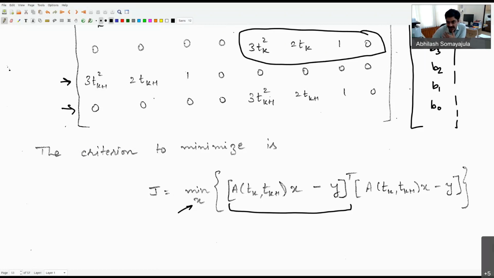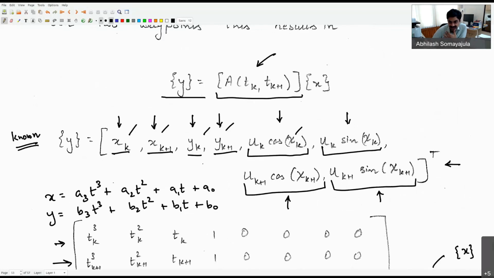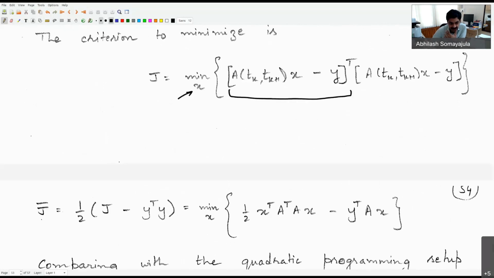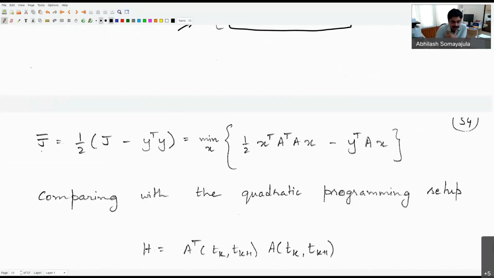Y transpose y is a fixed value. It doesn't change, right? Y transpose y is a known quantity, so there is nothing in this that will change as x changes. Therefore those terms can be taken out of your objective function. I can write my new objective function as 1/2 of J minus y transpose y, and you'll see that this is what I get out of that.